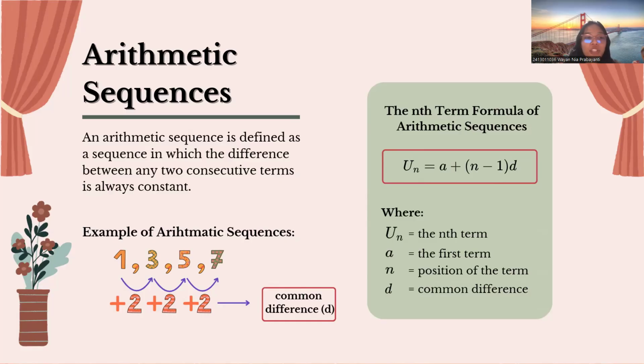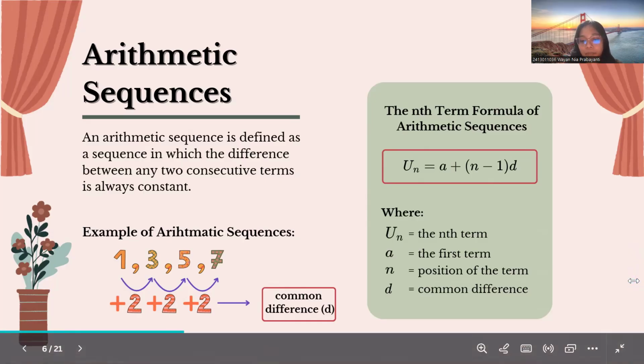The arithmetic sequence formula is U sub n equals a plus n minus 1 times d. Here a represents the first term, n represents the position of the term, and d represents the common difference. U sub n is the term we are going to find. Okay, so let's move to the example.